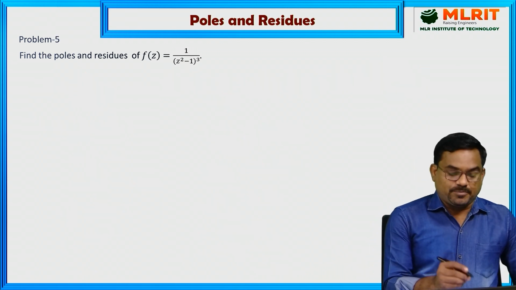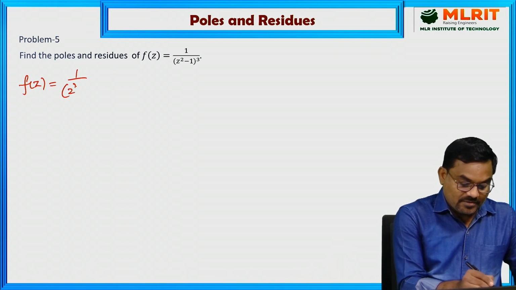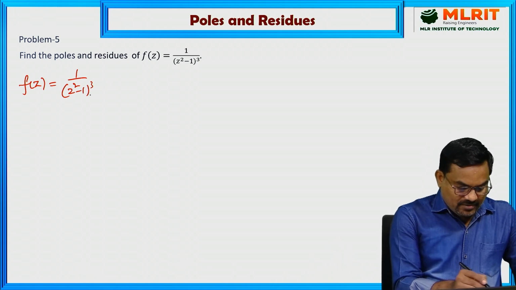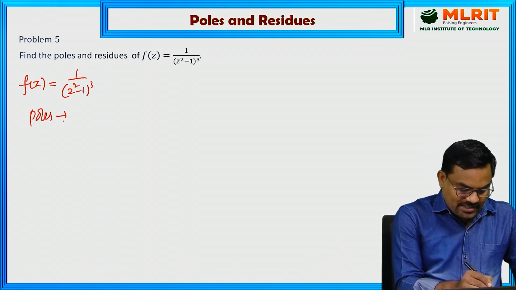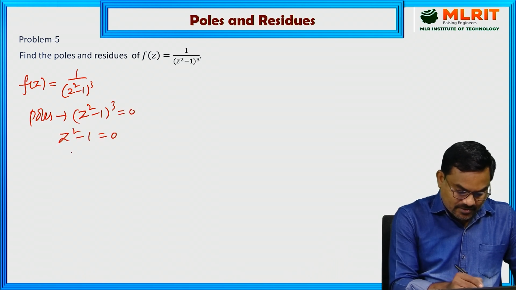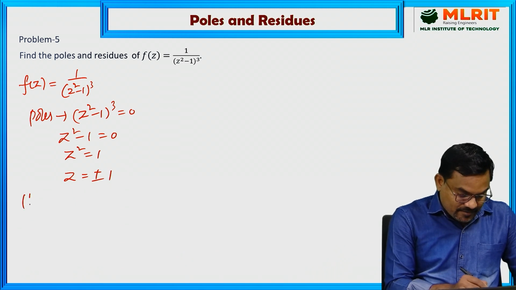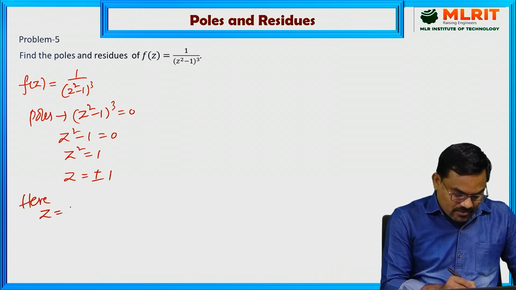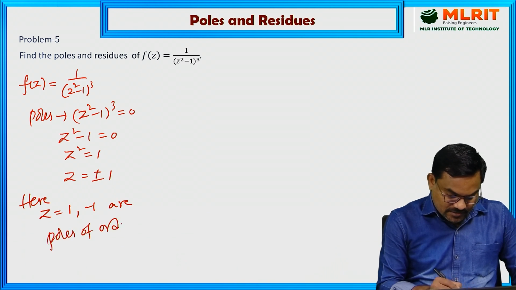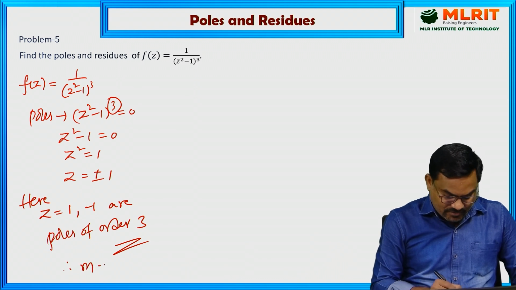Coming to the last problem, here find the poles and residues of the given function, which has the denominator (z square minus 1) whole cube. To find the poles, equate the denominator to 0. z square minus 1 is 0, z square equal to 1, z is plus or minus 1. Both z equal to 1 and minus 1 are poles of order 3. So therefore m equal to 3.